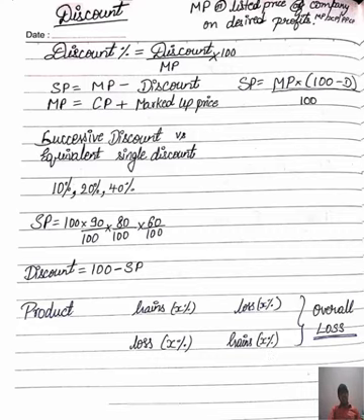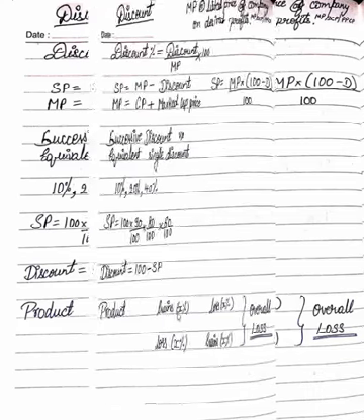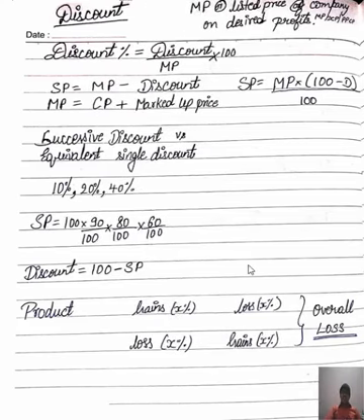But the overall sum will not be equal to 100. That means if initially there is a gain and later a loss, or first you incur a loss and later make a gain, overall you will be in loss only, provided the gain percent and loss percent remain the same.